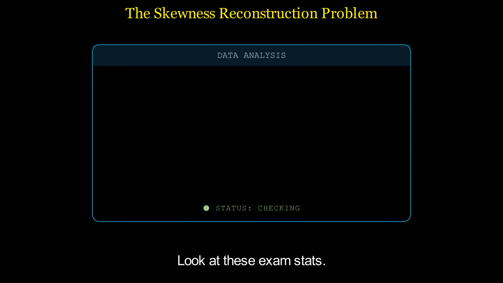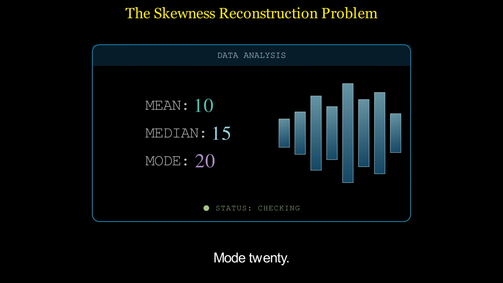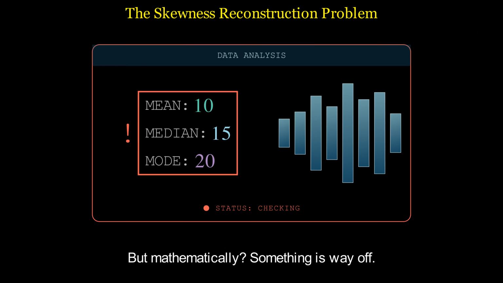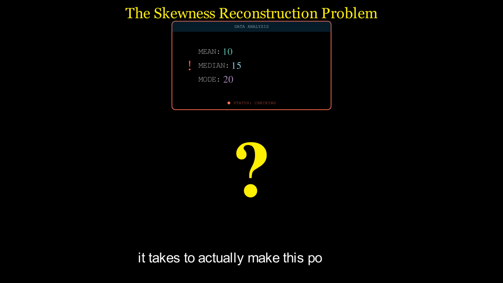Look at these exam stats. Pretty standard, right? Mean 10, median 15, mode 20. On paper, it's simple, but mathematically, something is way off. How many students do you think it takes to actually make this possible?